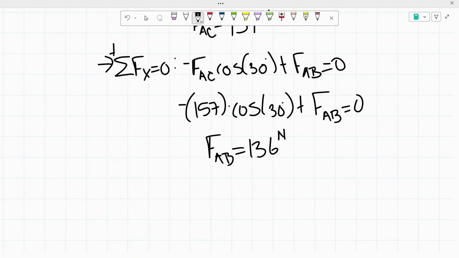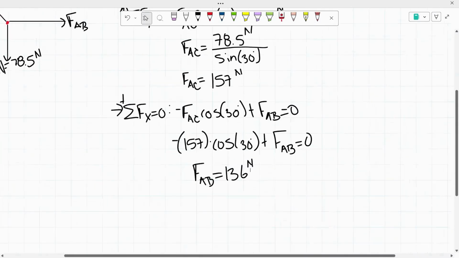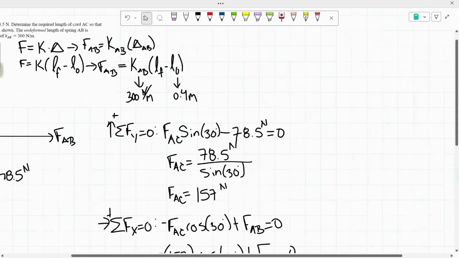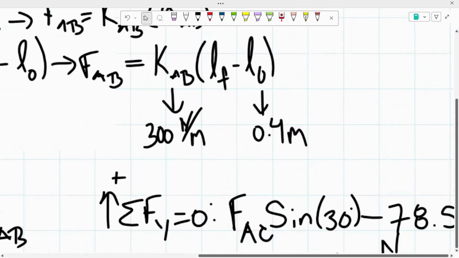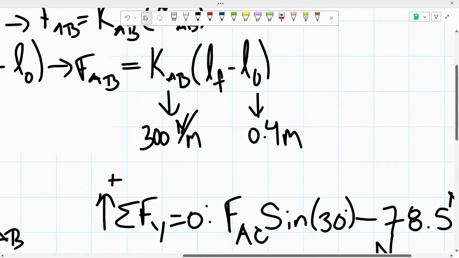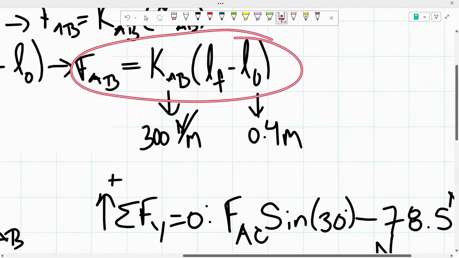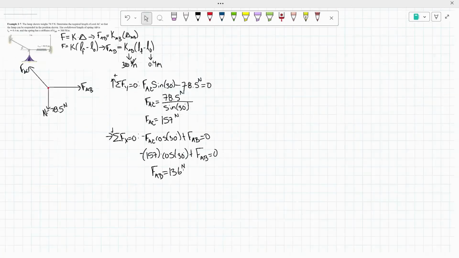Now that we were able to find the force of AC and AB, we could go back to our equation that we were talking about earlier on. So going back to this equation right here, we're going to be using this equation, but we're going to rewrite it down here.